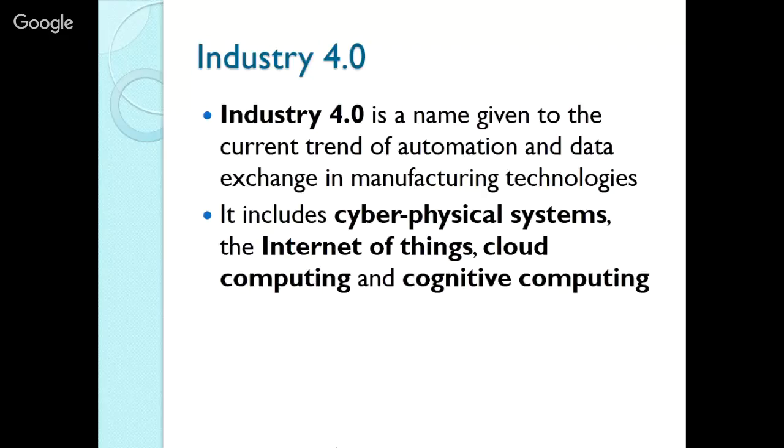Because otherwise, if a machine suddenly shuts down, the customer will be madly after the company to send the service engineers at the earliest, because he's losing money in a big way. So all these systems now, when they are combined for improving the productivity, for improving the quality, is known as Industry 4.0.